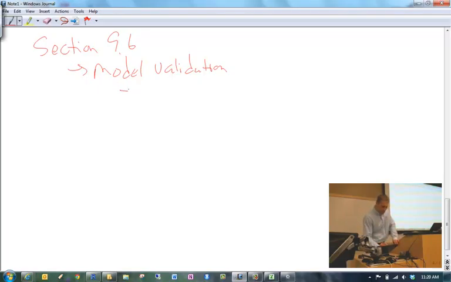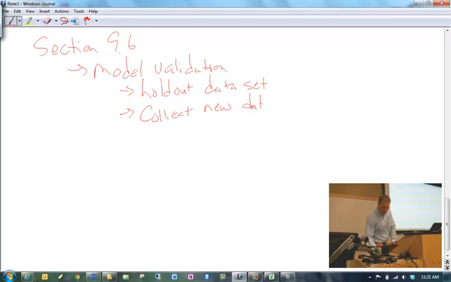We said, well, one could use a holdout data set, which essentially means you're splitting your data into a model building and a validation data set, also called training versus test data. Make sure you understand the advantages and disadvantages of doing that. Or one could go out and collect new data. Of course, there's advantages and disadvantages to doing that as well.